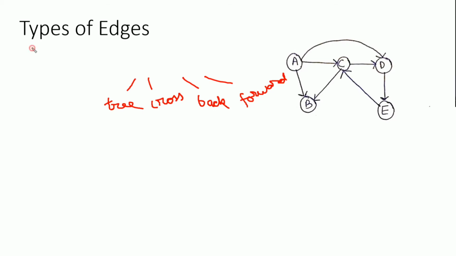In this video I'll be explaining types of edges. So basically there are four types of edges in a graph: tree edge, cross edge, back edge and forward edge. In order to understand these types of edges, we need to construct a DFS tree of a graph.